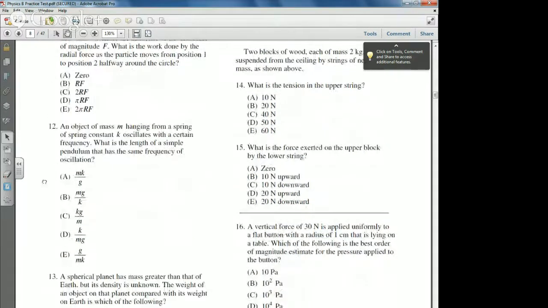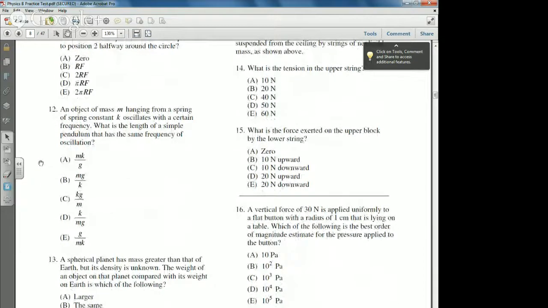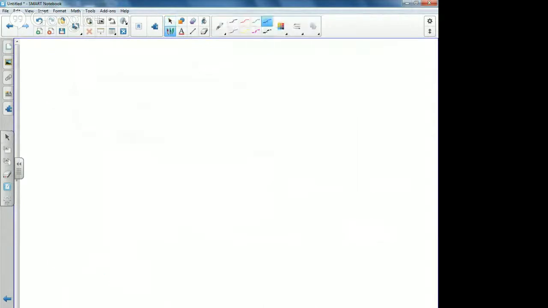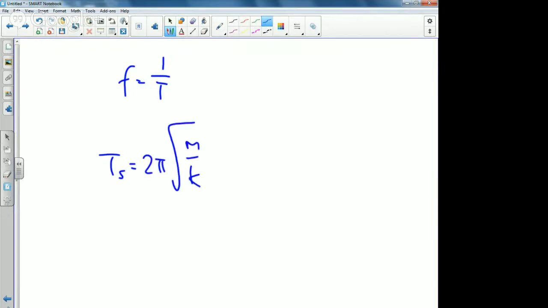Good. 12. In this case, I know I went over period very briefly. In fact, I only did it really during the last review session. But if you know your formula for period of spring and period of pendulum, then technically they say they each have the same frequency, or same period really, because frequency is equal to 1 over period. Period of a spring is equal to 2 pi radical m over k. Period of a pendulum is equal to 2 pi radical L over g.